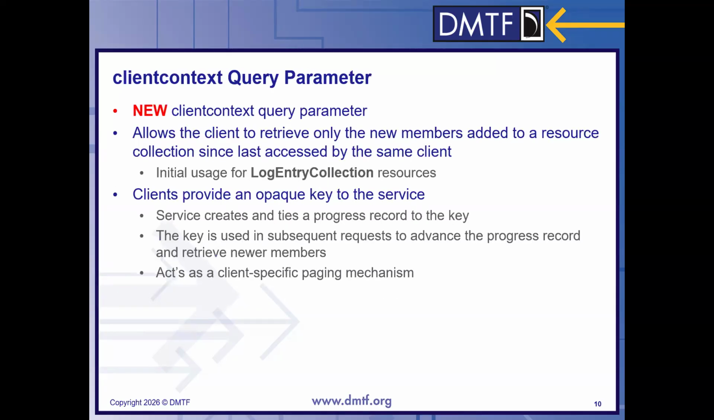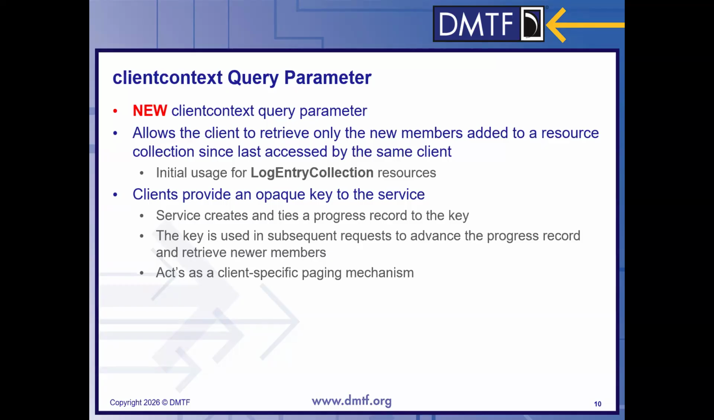Thanks, Mike. Next up, we've added a new query parameter called client context, and this allows the client to retrieve only new members added to a resource since the last time this same client accessed that collection. And this is really intended for use in our log entry collections. So read the log and then give me information from the log, everything that I haven't already seen. So make sure that I don't read the same entries over and over again.